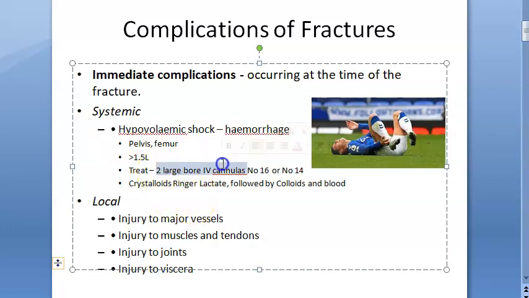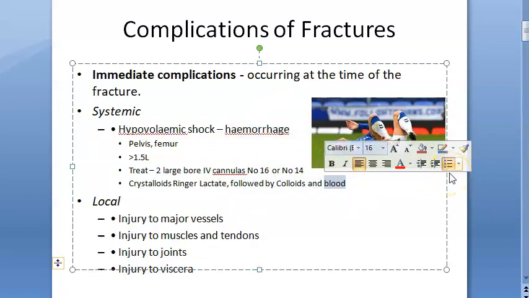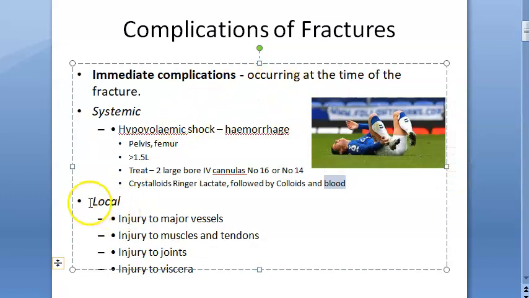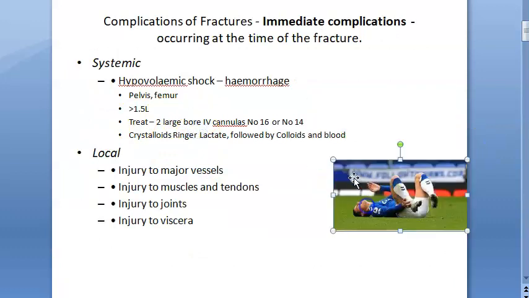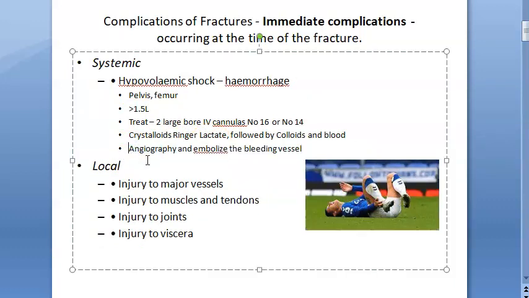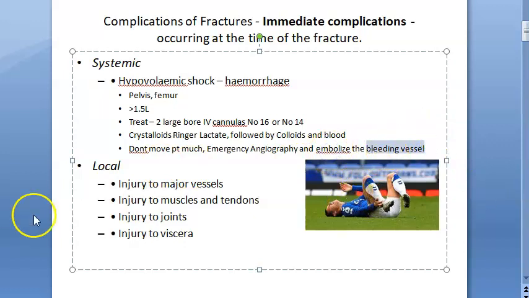How will you treat this? You'll have to have two large bore IV cannulas like number 16, number 14, right? You should give them crystalloids like Ringer lactate, and you can follow it up with colloids, and remember you'll have to give them the blood. Which blood? Exactly cross-matched blood you will have to give, okay? So one of the immediate things that happen. You will avoid moving the patient. Basically don't move the patient much, okay? Do an emergency angiography, okay? And then you embolize the bleeding vessel so you can stop the bleeding, right?